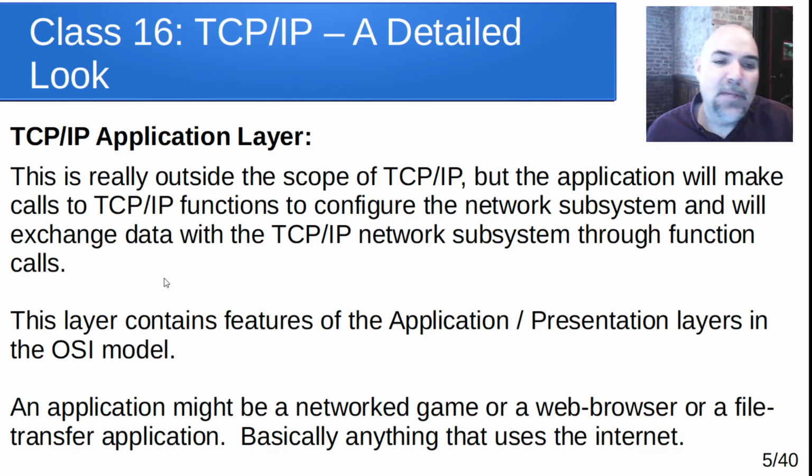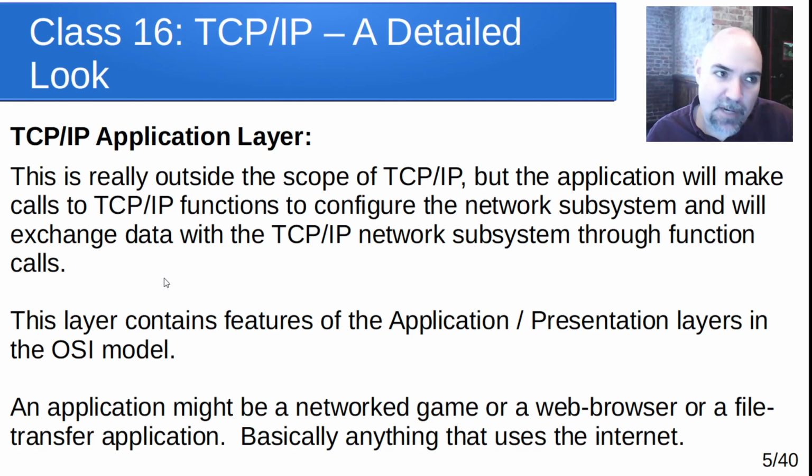Okay, so the TCP/IP application layer, that's really outside of the scope of TCP/IP. That's up to the person writing the application. But when we write code that does this next class, you're going to write an application and it's going to make calls to the TCP/IP subsystem to configure that network subsystem and exchange data with the TCP/IP network subsystem through function calls. In other words, think of TCP/IP as a library. So you're going to make calls to that to configure it, to set it up, and then to interact with it to send data, receive data, open connections, close connections, and so forth. So that TCP/IP is below the application layer.